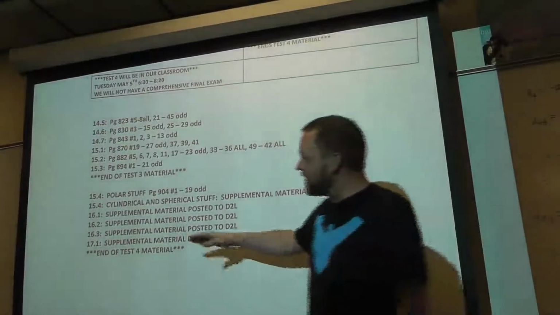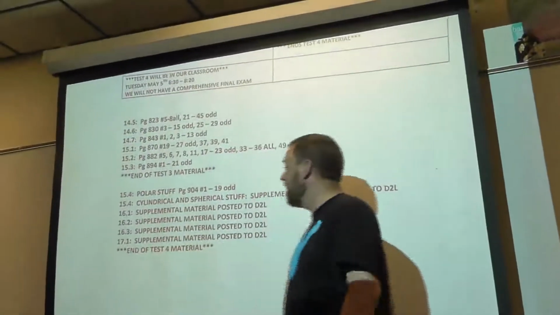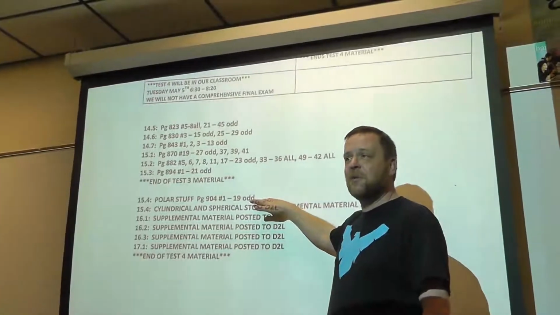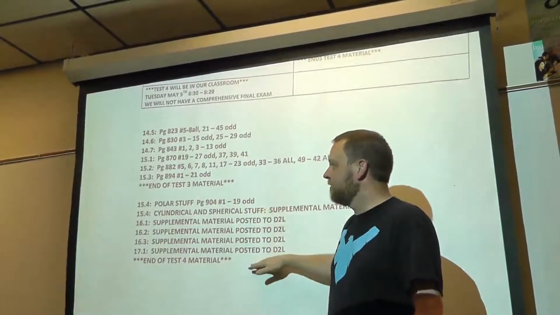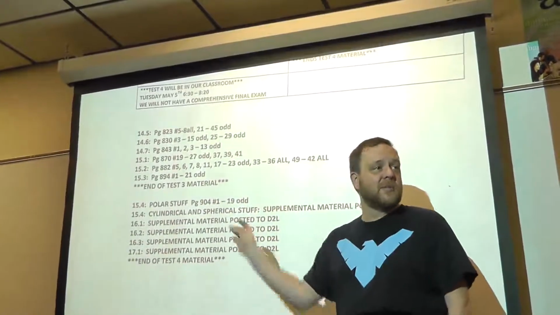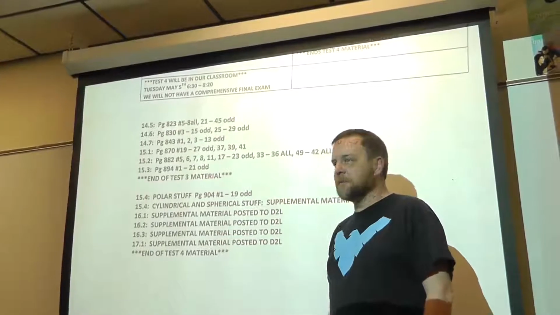And I've got the sections up here that would pair with those corresponding parts of the textbook. But in all honesty, once we're finished with the polar stuff, the polar double integrals in 15.4, and we start the cylindrical and the other stuff for the remainder of test 4, you can either sell your textbook or just go ahead and put it on the shelf. Because that's the remainder of the stuff I'm going to use as supplemental material.